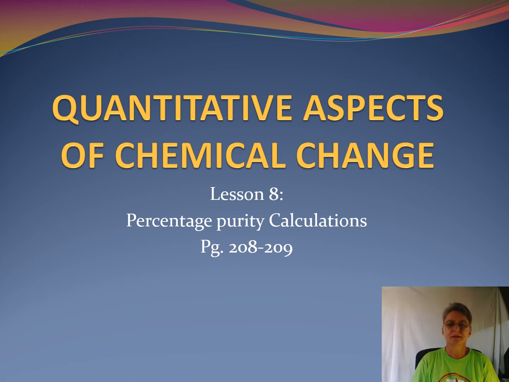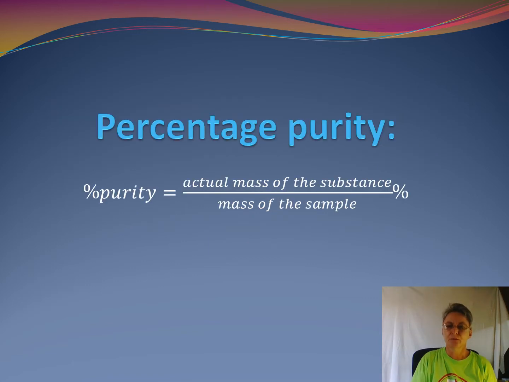Everybody, lesson 8 is on percentage purity calculations. So what is percentage purity? It is the actual mass of the substance divided by the mass of a sample, turned into a percentage, so multiplied by 100.